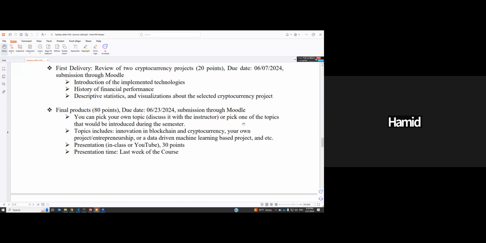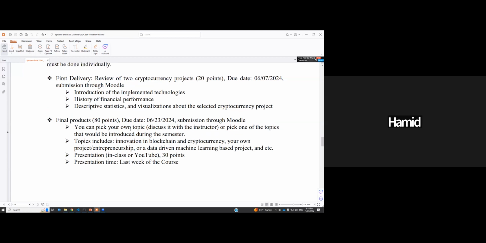Your second deliverable, which has 80% of that 45%, is actually a product in the blockchain environment. You can create an NFT, you can create a token, or anything about that should be good. Also, you can do a data-driven project. For example, if you had a Python course and a machine learning course, if you remember, you had used machine learning to predict something. That could be a project too.